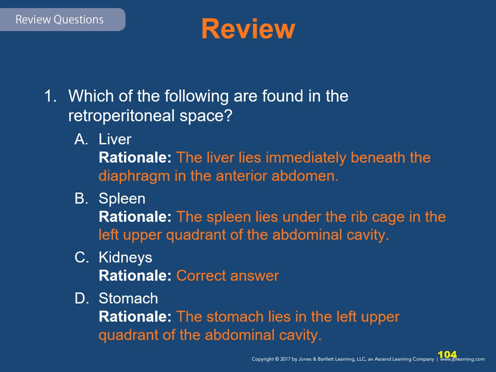Okay, here are the other answers that were given. A, which is the liver, is incorrect because the liver lies immediately beneath the diaphragm in the anterior abdomen. The spleen was an incorrect answer because the spleen lies under the rib cage in the left upper quadrant of the abdominal cavity. Of course, C, kidneys, is the correct answer. They lie in the retroperitoneal space behind the abdominal cavity. And the fourth alternative you had was stomach, and that's incorrect because the stomach lies in the left upper quadrant of the abdominal cavity, the true abdominal cavity.